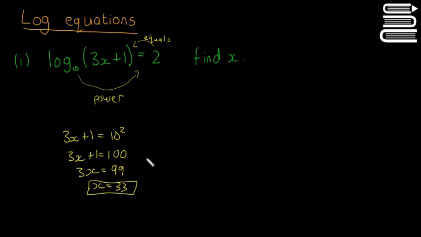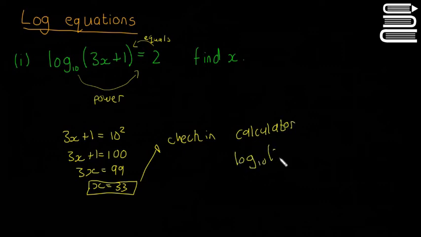Okay, you have to check this now, so I'm going to say check in calculator. So you have to go log of 10, 3 multiplied by 33 plus 1 is equal to, put that into your calculator, you'll find that it's equal to 2, you know you're alright. So the reason you have to check this is if there's a minus number in the log or anything like that, it doesn't work. So sometimes not all the solutions for x work. In this case it does.